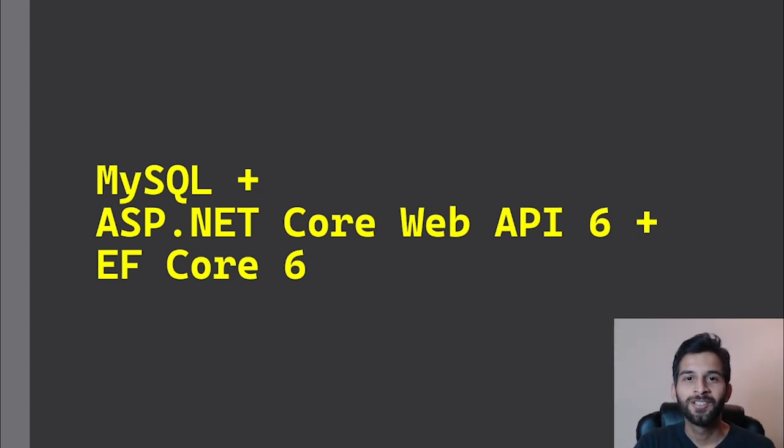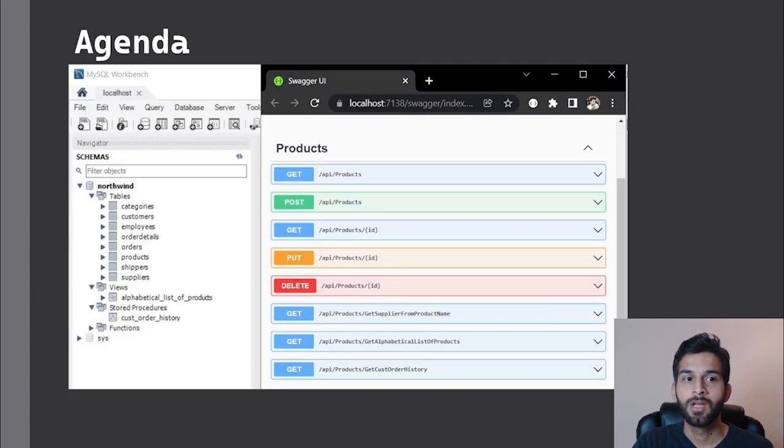Hello everyone, in this video I'm going to talk about how you can perform MySQL database operations using Entity Framework Core and how you can use ASP.NET Core Web API with it to show your data in JSON format. For this demo, I'm going to use the Northwind Database.